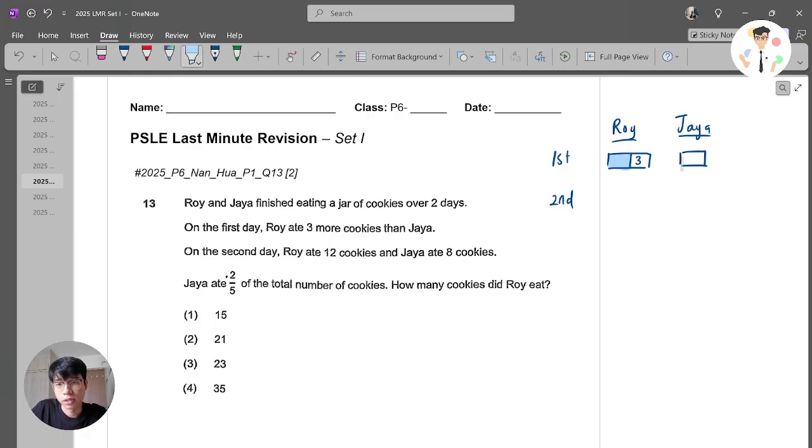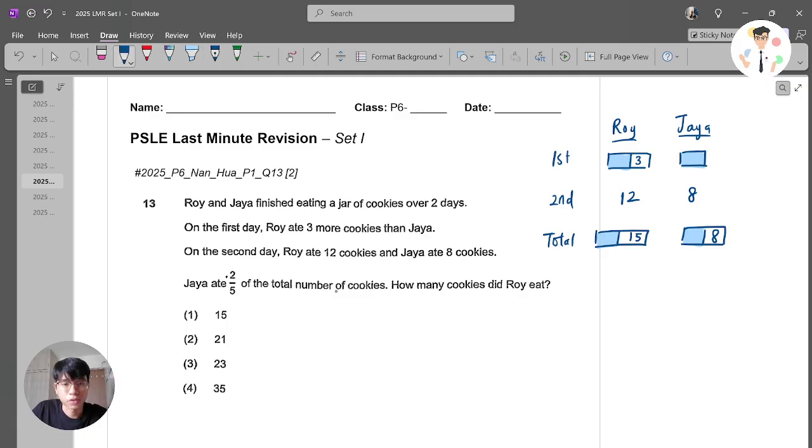Okay, 3. And on the second day, Roy ate 12 cookies and Jaya ate 8 cookies. So this is 12, this is 8. So if I were to find out what is the total, it will probably be like this. 15, 8. Does it make sense? Basically, 1 unit plus 3 plus 12 is the same as 1 unit here, plus 3 plus 12, 15. 1 unit plus 8, 1 unit plus 8. So that will be the idea here, okay?